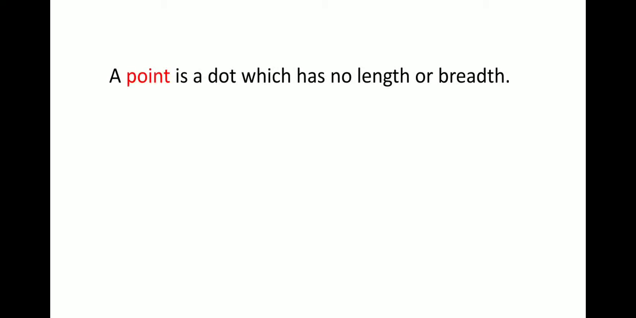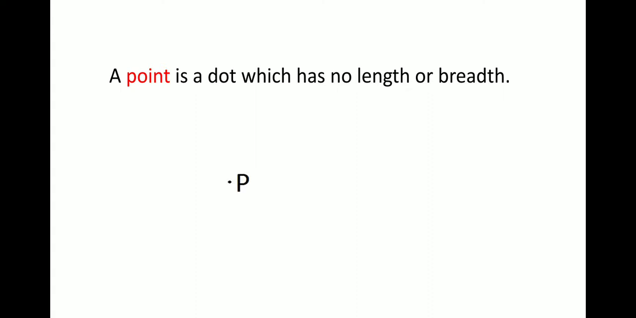Welcome, class 7. Today we start with the new chapter Lines and Angles. So, here we will learn first about some terms. The first one is a point. A point is a dot which has no length or breadth.